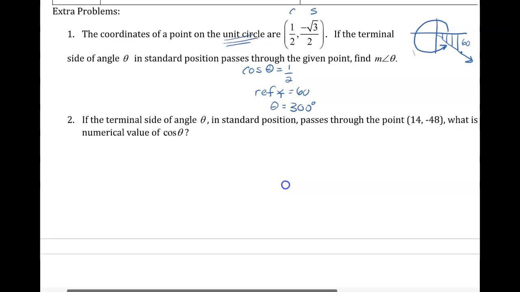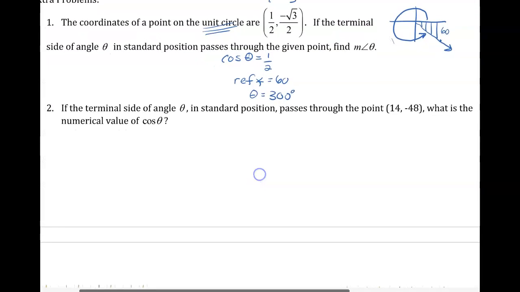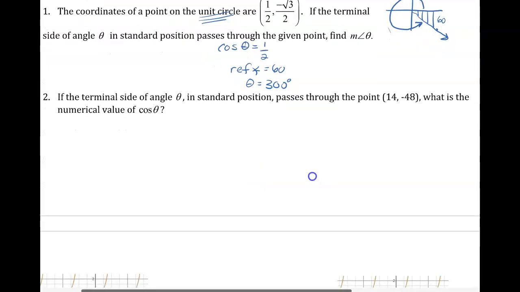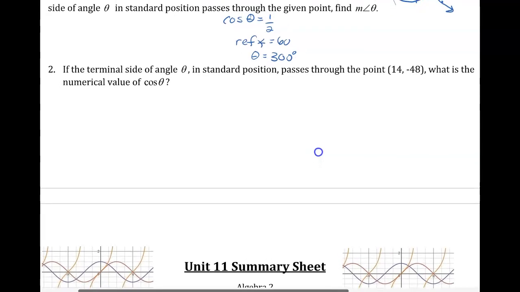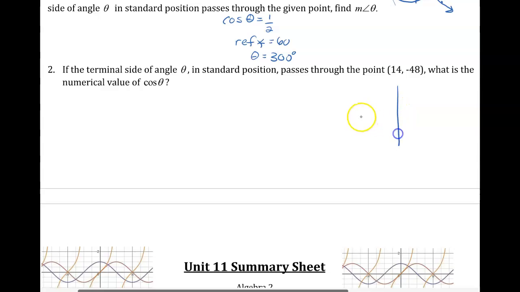And last, number 2 says the terminal side of angle theta in standard position passes through this point. So right away I'm going to draw it. I know I'm not on the unit circle because I don't have a radius of 1. These points are too big. We go over 14 and down 48, so that would look something like that. This doesn't have to be drawn to scale in any way. But I'm in the 4th quadrant.